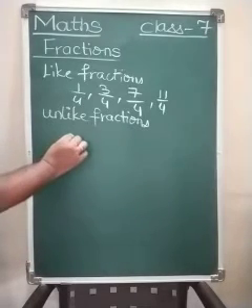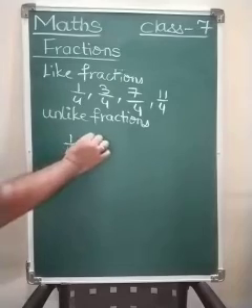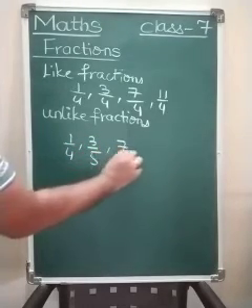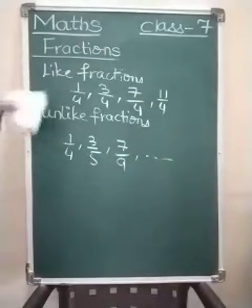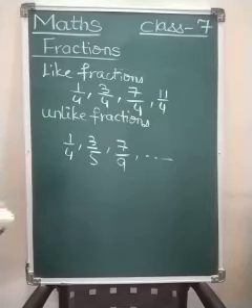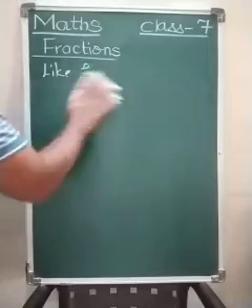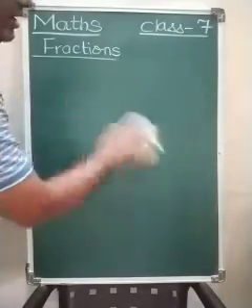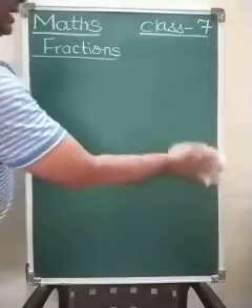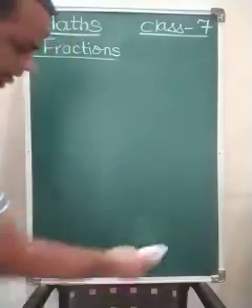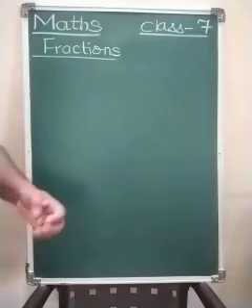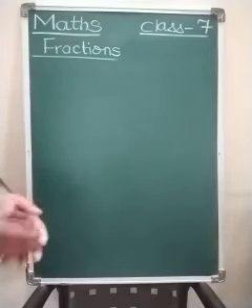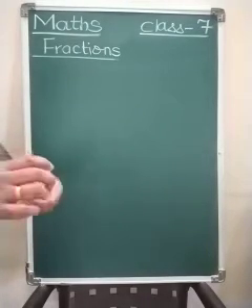For example, 1 upon 4, then 3 upon 5, 7 upon 9, and so on. You can take any example. So these are like fractions and unlike fractions. Again, this is what you have learnt in 5th standard and 6th standard, and you have also learned about unit fractions in 5th standard. If the numerator is 1, then it is called a unit fraction. The denominator is not considered here, but if the numerator is 1, then it is called a unit fraction. Okay, we'll take a small break here.